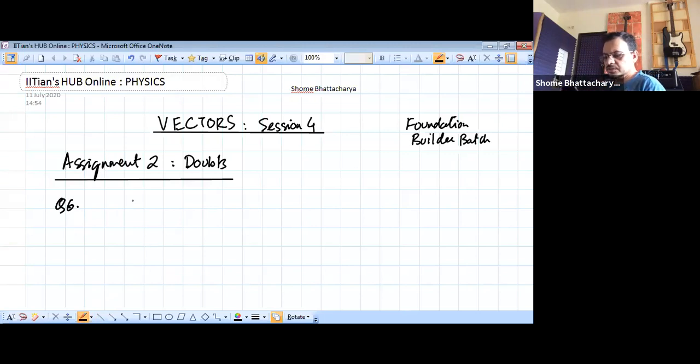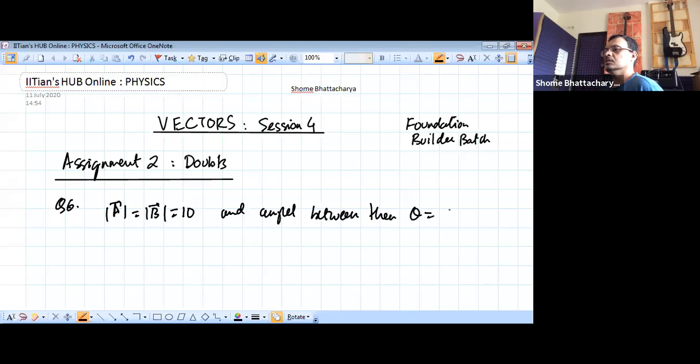So question number 6 of assignment 2 says: the magnitude of the resultant of two vectors of magnitude 10 each and at an angle of 60 degrees with respect to each other. This is a very simple situation. The magnitude of both the vectors is 10 and the angle between them, theta, is equal to 60 degrees. So we have to find the magnitude of the resultant, R.